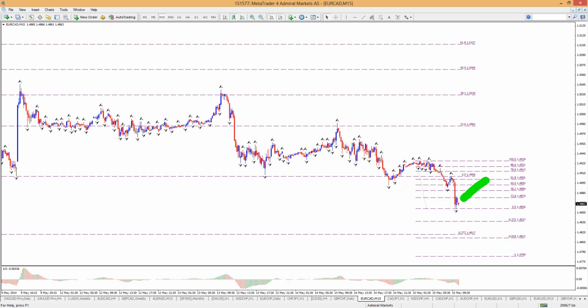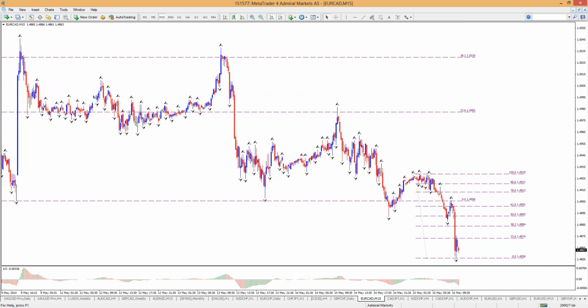And another hook back to one of these fibs, we could still see some fall down to 148, like that. That could be interesting. Not sure how deep we can get. Maybe the 61.8 is at 149. That could be interesting, capitalizing on the euro weakness against the CAD.